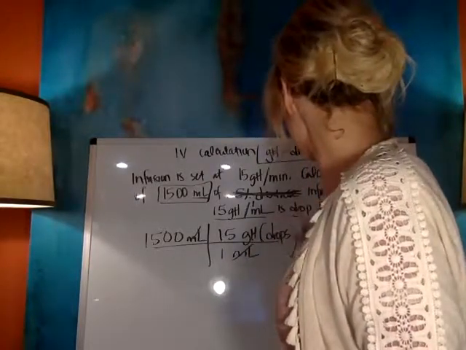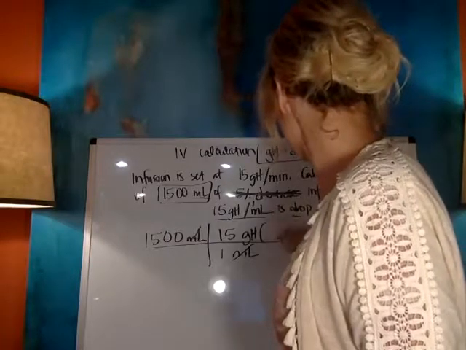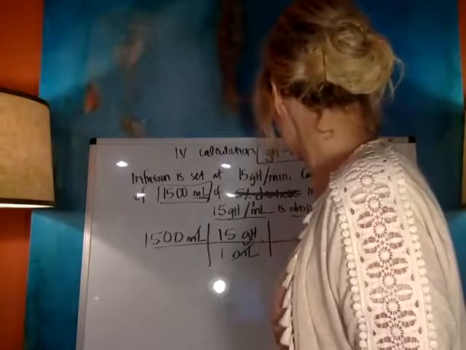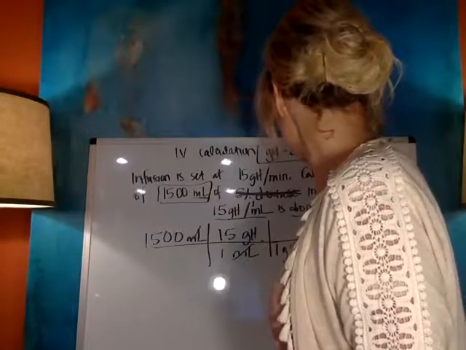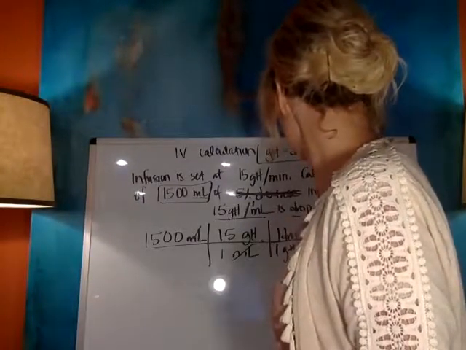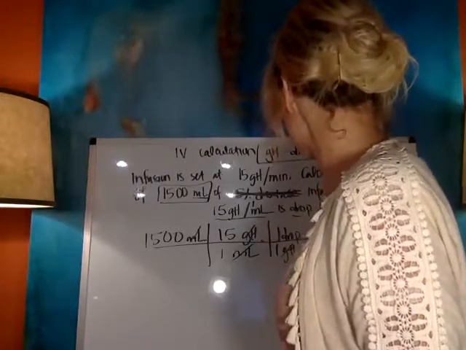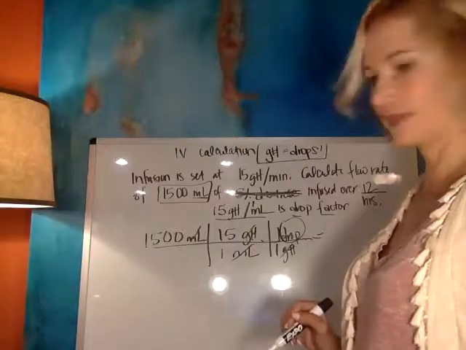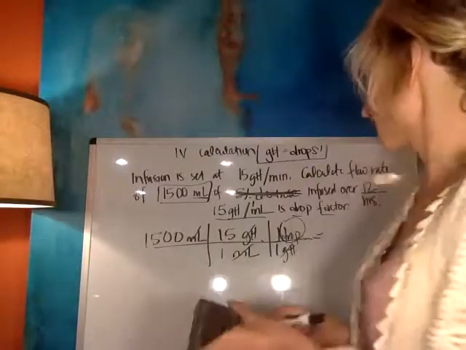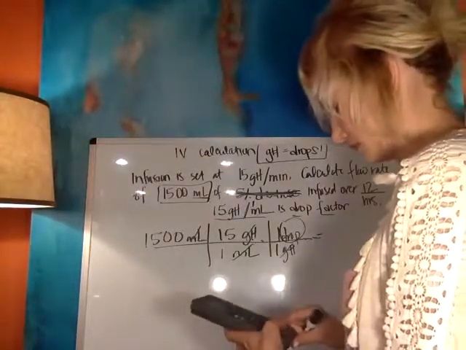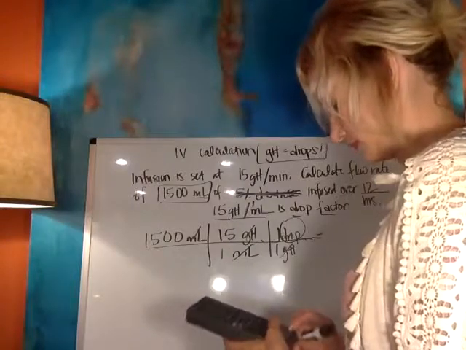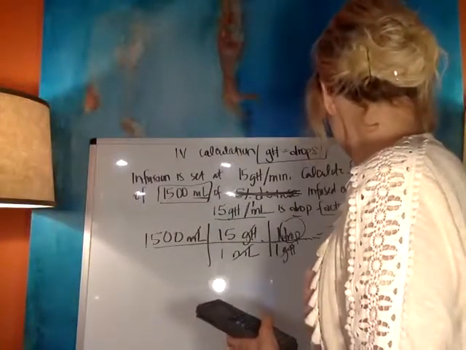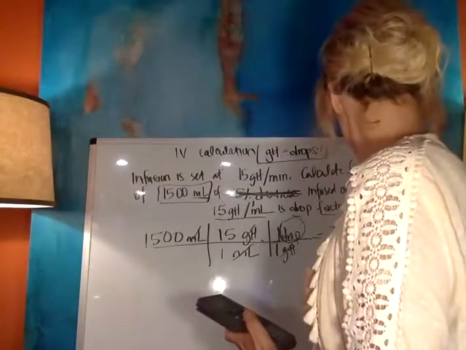Because GTT is the same thing as drops, some students, rather than doing this, will actually write out 1 GTT is 1 drop. And you can see the GTT cancel out, and you end up with drops. So we're almost there. Let's see what we get. 1,500 times 15 is 2.25 times 10 to the 4th drops.